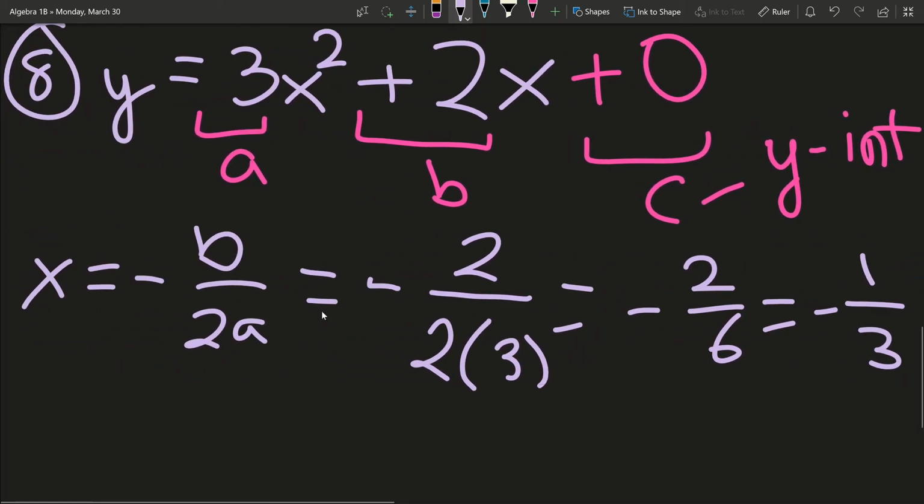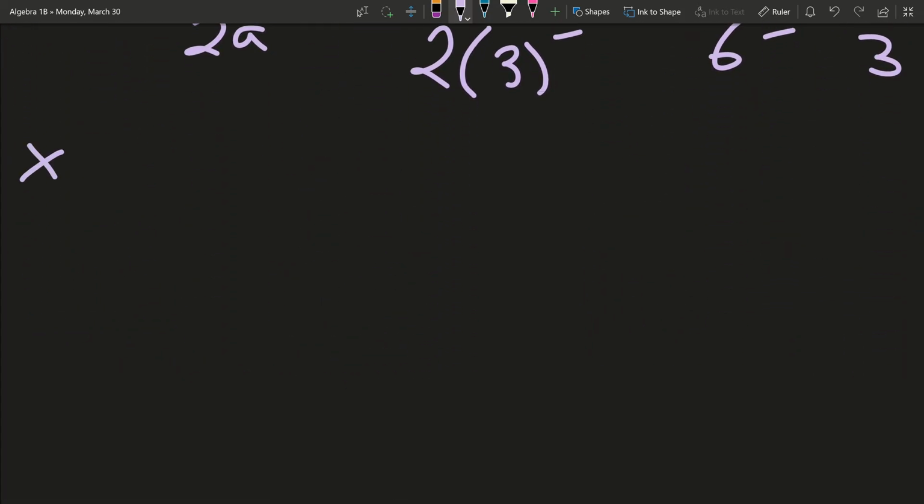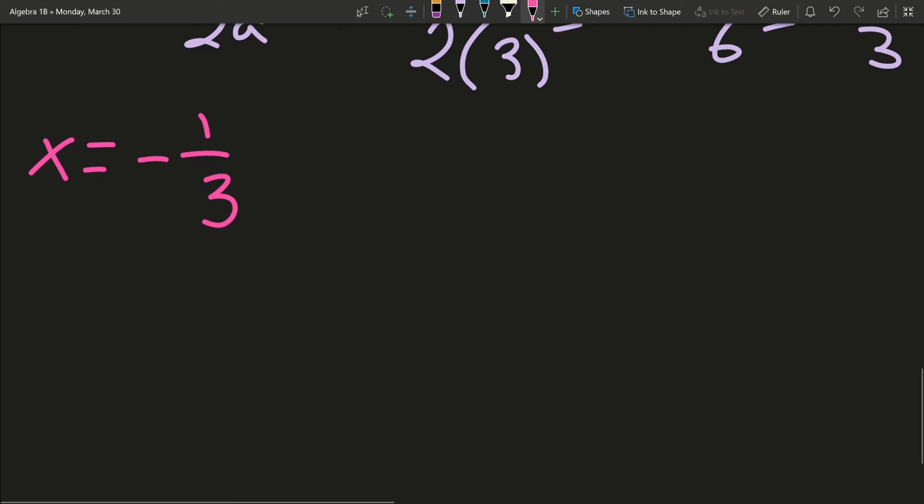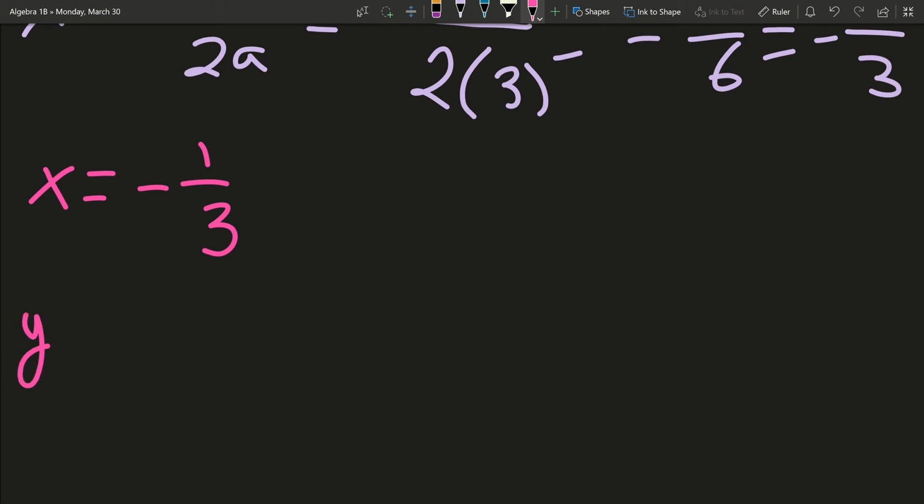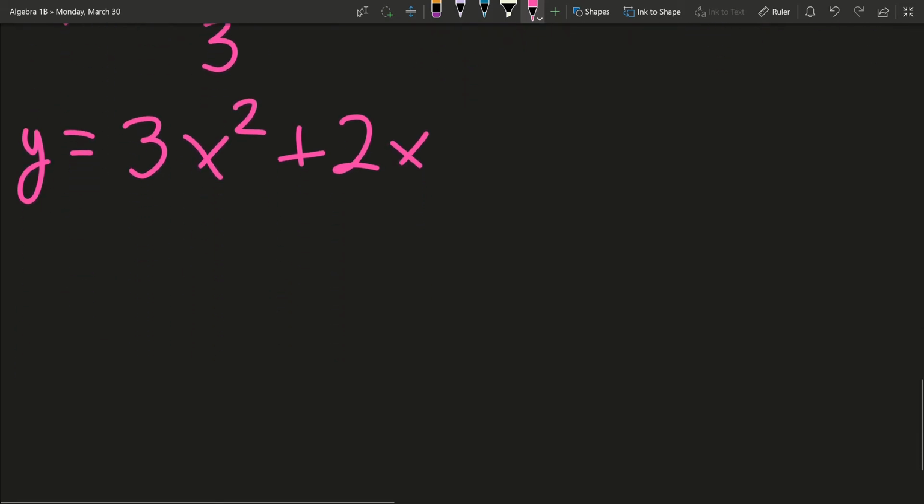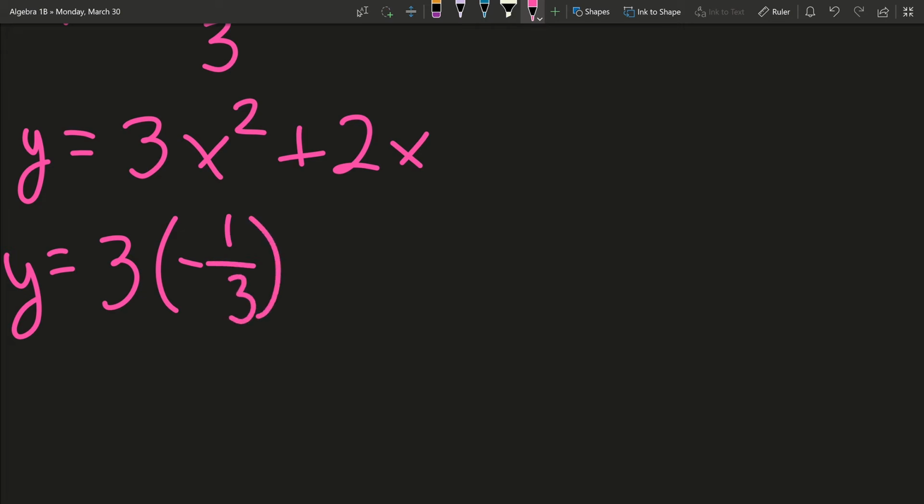Now we can use this information and plug it back into our original equation. Let me do this in a different color, actually. Now we need to figure out what the vertex is. To figure out the vertex, we can just plug it back into this equation. So we have y is equal to 3x squared plus 2x. Let's replace all the x's with -1 over 3.